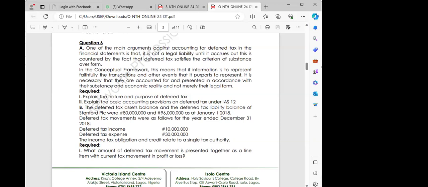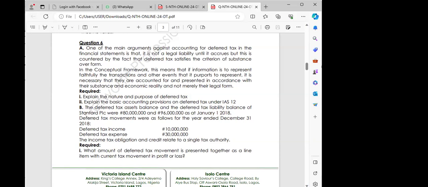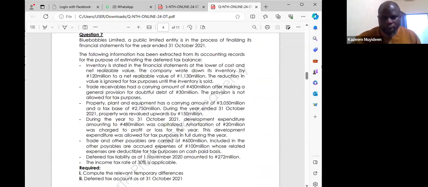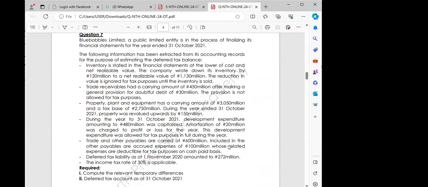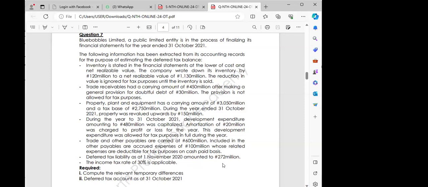Immediately you can start knowing. That's why I put small those questions to clear everything. It's very simple. Look at this kind of question now. They even give me the deferred tax liabilities at the beginning of the year. It's at November.